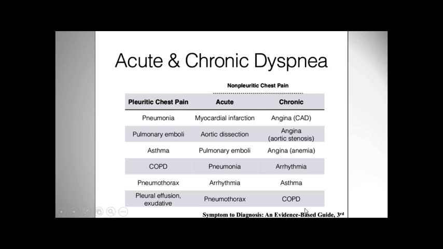In cases of chronic dyspnea associated with non-pleuritic chest pain, we have angina, aortic stenosis that also produces angina, the angina that is a result of anemia, arrhythmias, notice how arrhythmias appear in two lists. Asthma, notice how asthma appears as producing a chronic dyspnea and non-pleuritic and sometimes pleuritic chest pain. Okay, that's for you to see that the manifestations of the diseases can vary depending on the patient, depending on individual conditions. And we're not going to have always the same clinical presentation for the same disease. And this is simply to have an idea of the different causes of dyspnea, some of them cardiovascular, some of them from the respiratory system, and producing other symptoms.